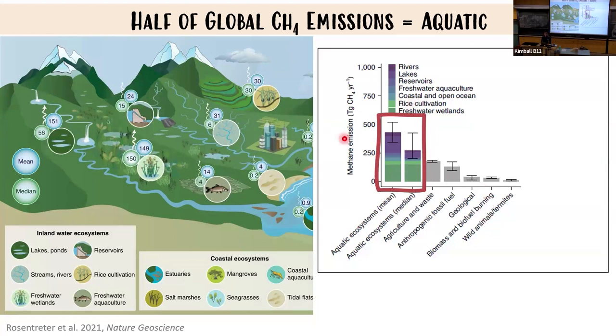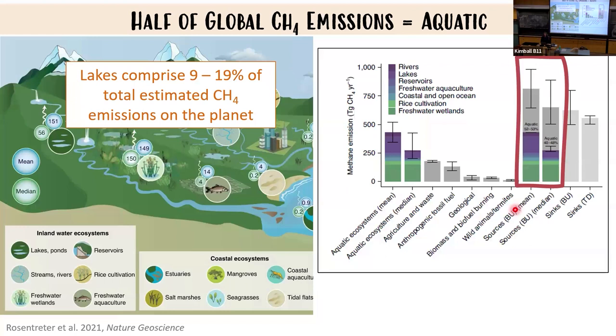And so you can see this diagram here, we have the emissions coming from aquatic systems. We did it two different ways. I'm happy to answer questions about it. But however you do it, it's half of what you can do when you add up agriculture and waste, fossil fuels, geologic sources, biomass, right?